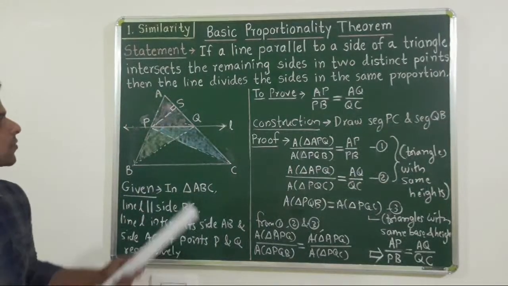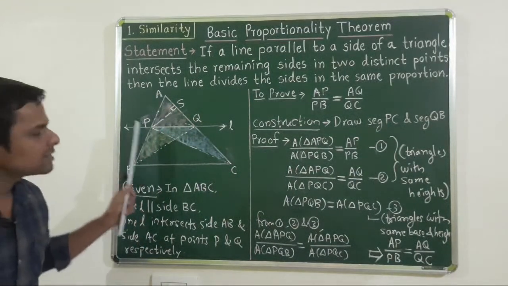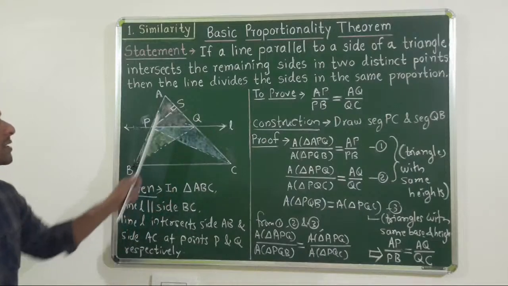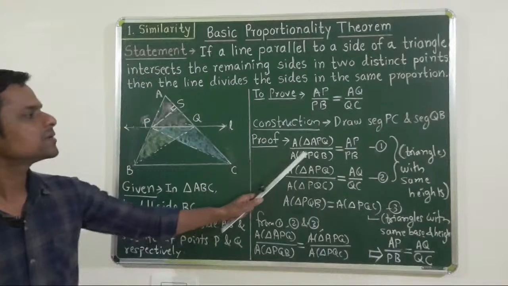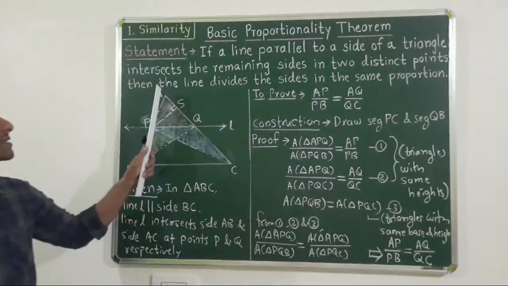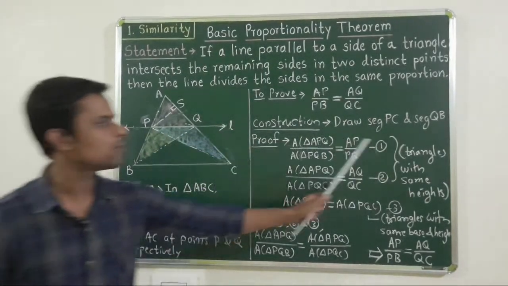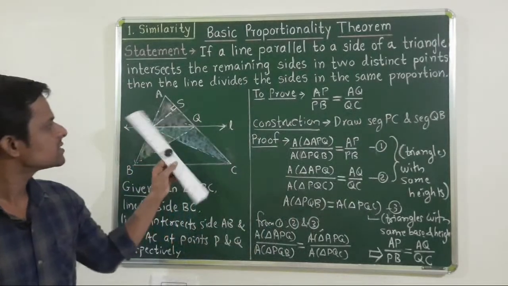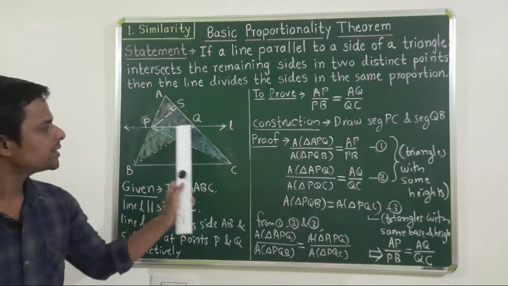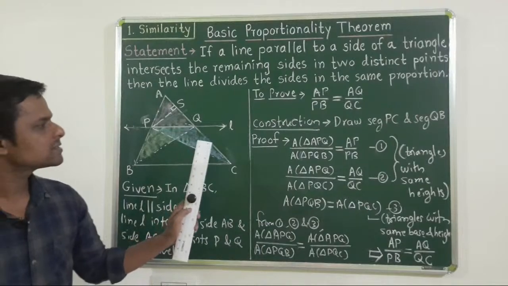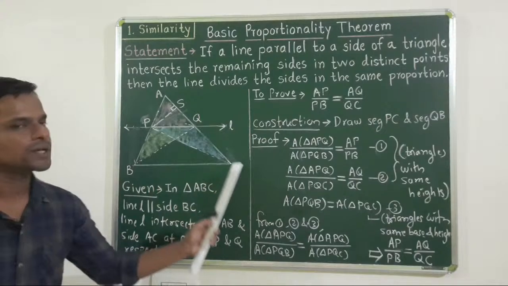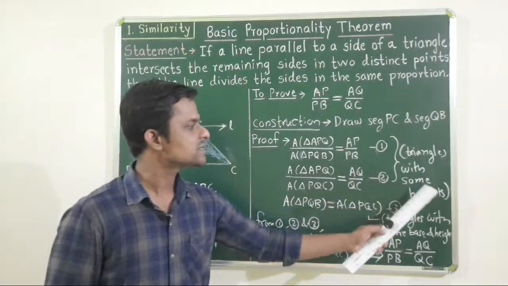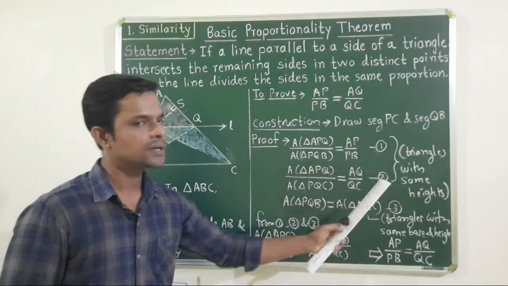Proof is very straightforward. In triangle APQ and triangle PQB, these two triangles are having same heights, therefore ratio of their areas will be equal to ratio of their corresponding bases, that is AP upon PB, statement number 1. Taking this pair, that is triangle APQ and PQC, in these two triangles, by using same reason, ratio of their areas will be equal to ratio of their corresponding bases, since triangles with same heights. Statement number 1, statement number 2.